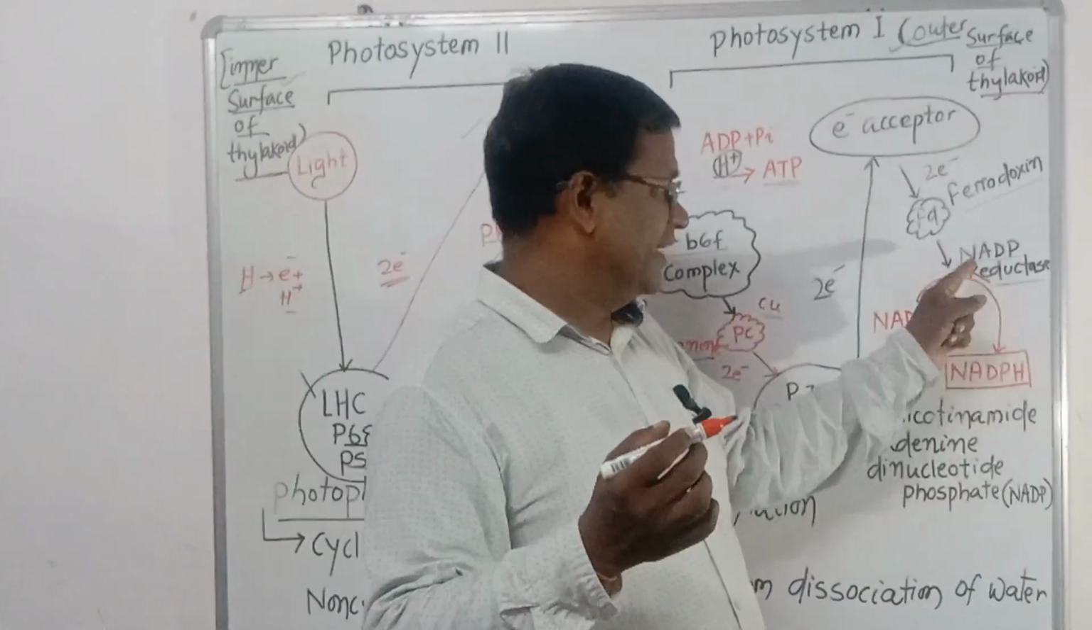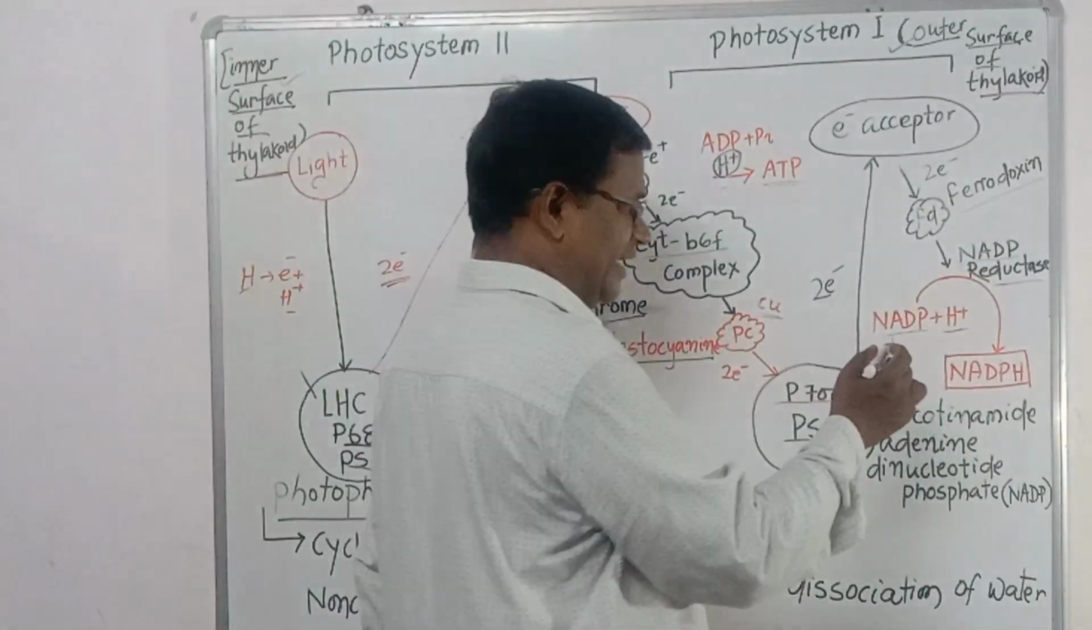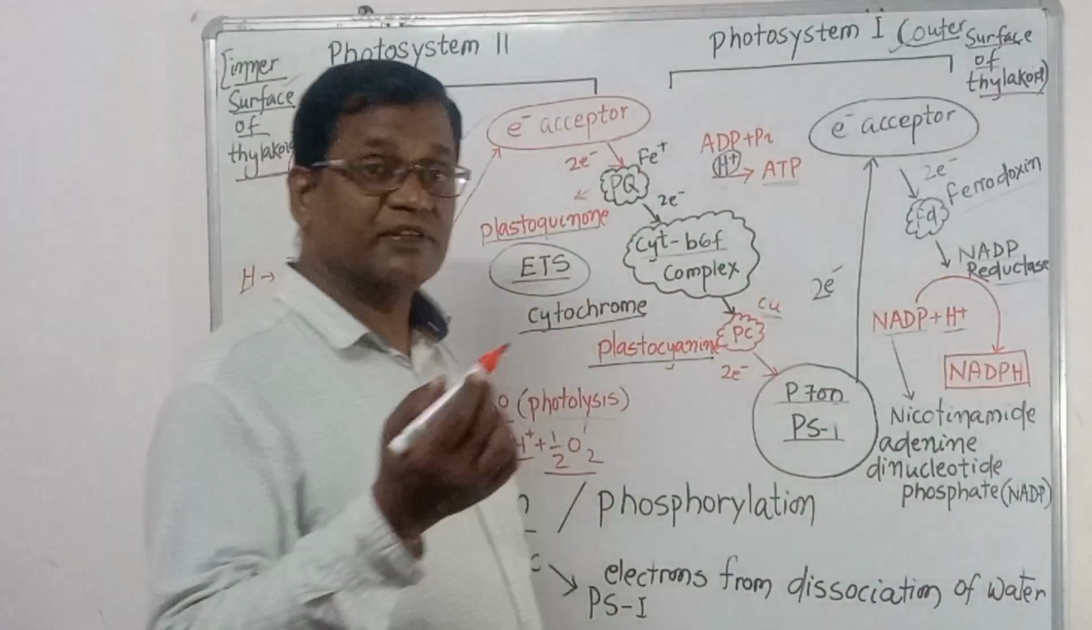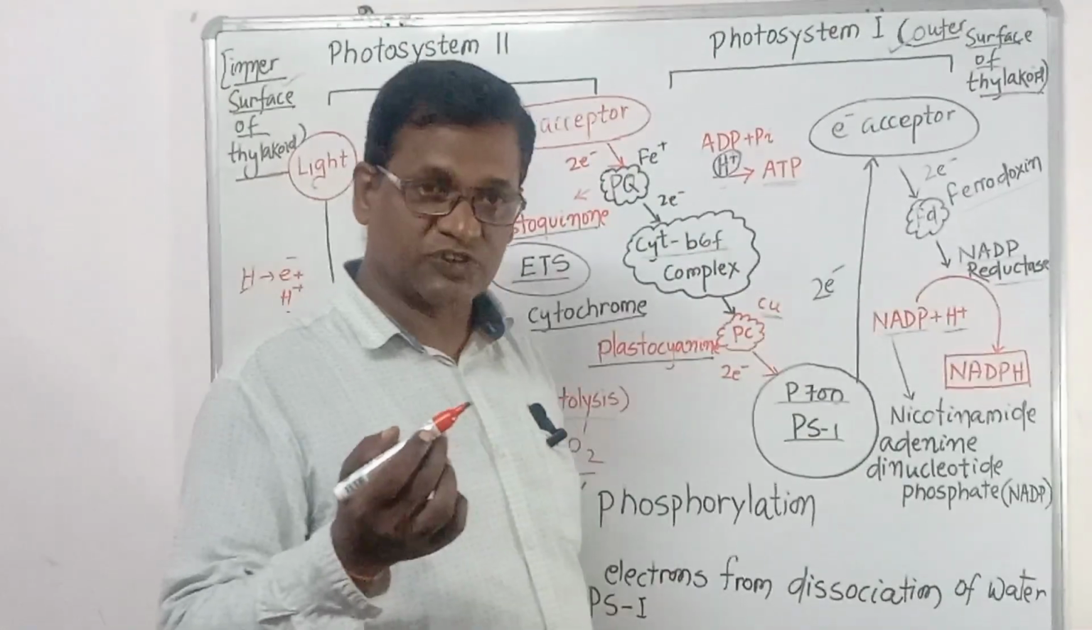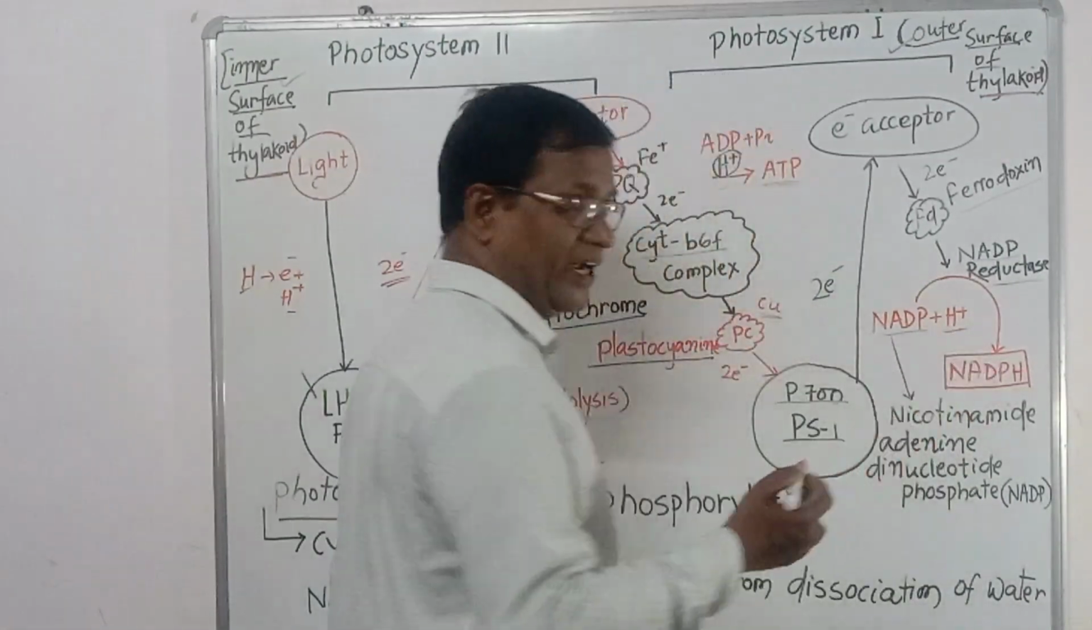Then one enzyme is there, NADP reductase. What is the enzyme? It helps to produce the NADPH. Where will the NADPH be produced? In the electron transport system. Then NADP was there at that time and mixed with the hydrogen ion.